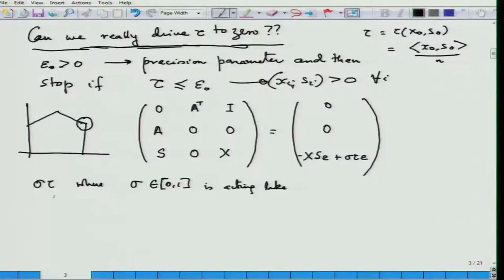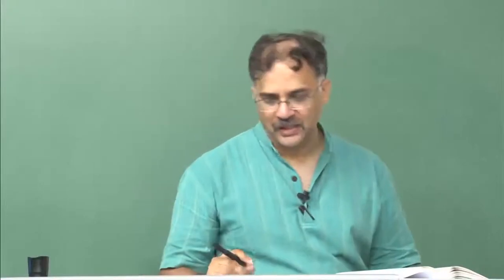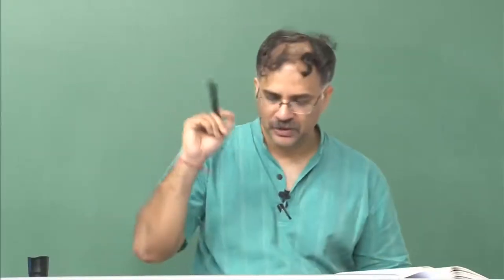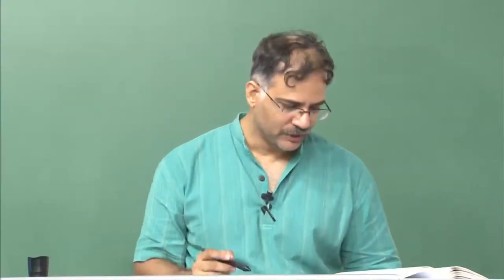So, when sigma is equal to 1, then tau is exactly my mu, and when sigma is 0, of course, then I am having the exact solution. If sigma is lying in between, then that is not exactly mu. So, it is not giving me a point exactly on the central path, but somewhere nearby, as we showed. So, this is the basic framework.